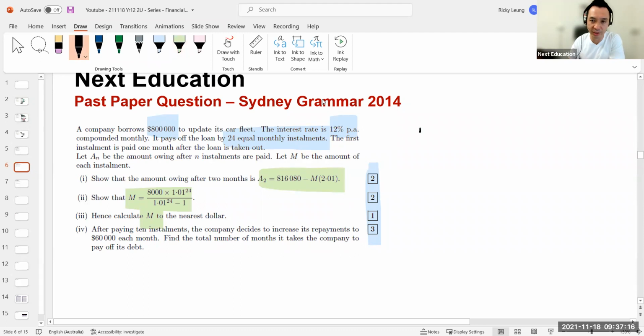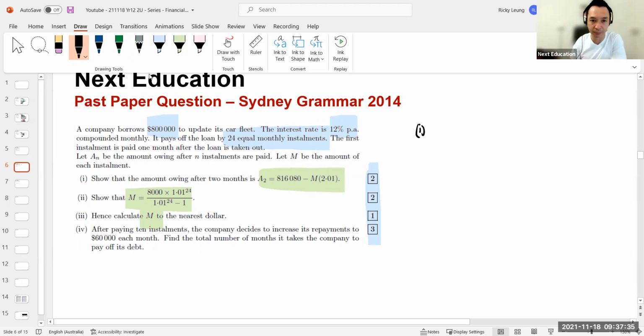I just wanted to show you an example of how to tackle a question that changes midterm. You've got to be able to react to it. Sometimes the interest rate changes. Sometimes, in this case, the monthly repayment changes. Sometimes you might borrow more. So you've got to be able to react to it.